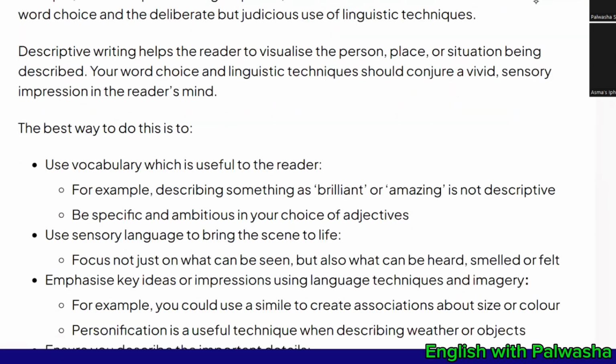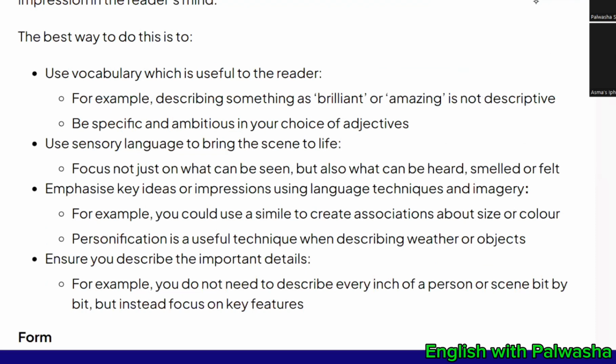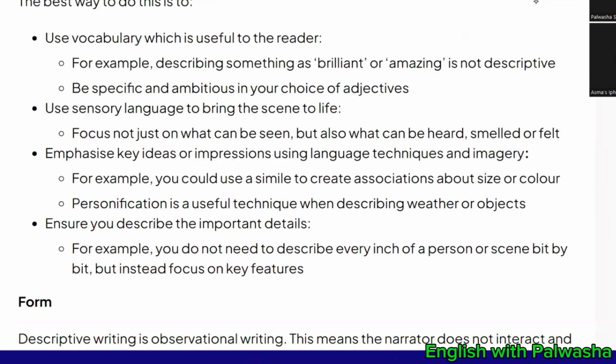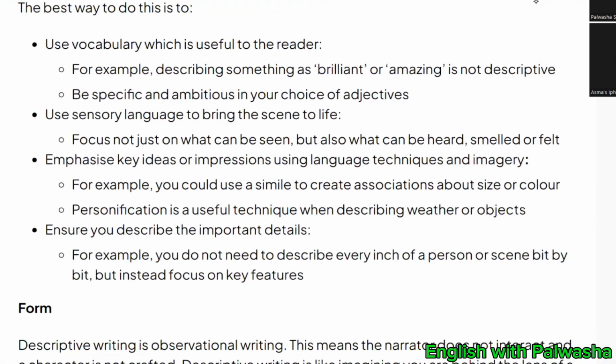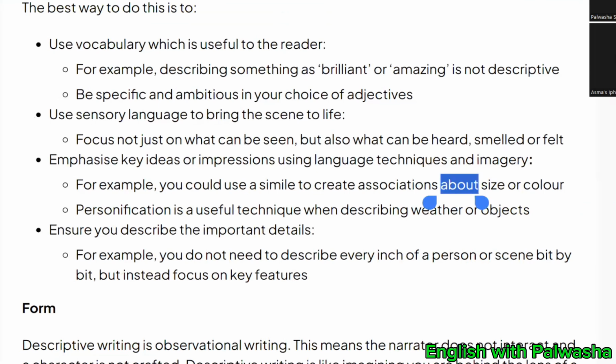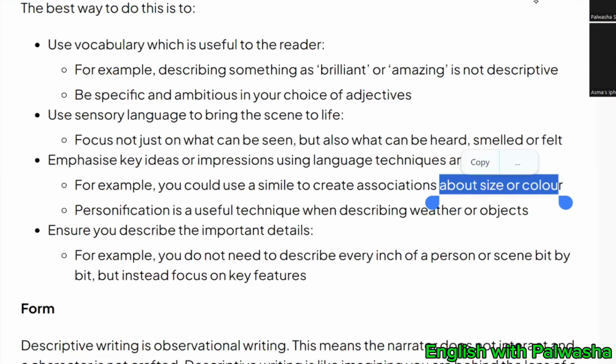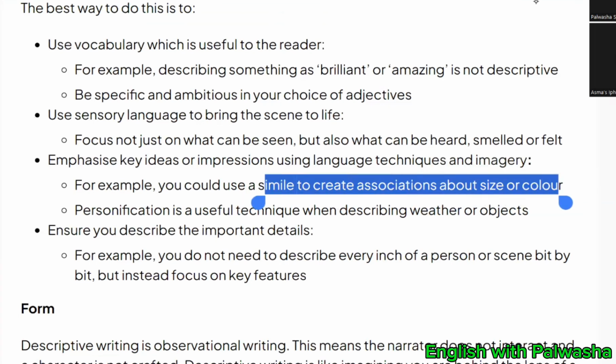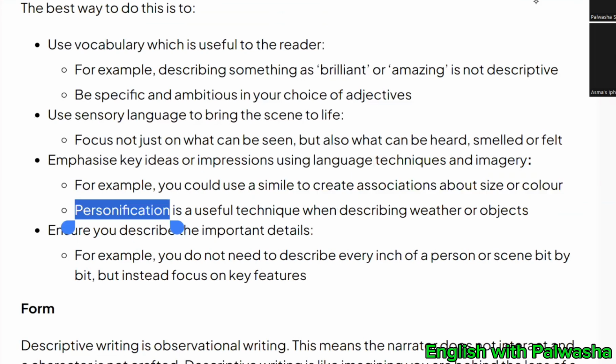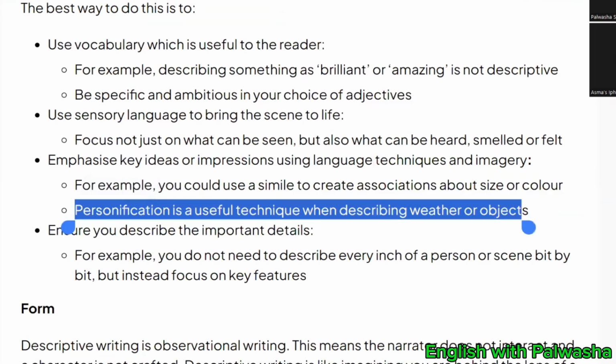I'm scrolling down. Use vocabulary which is useful to the reader. For example, describing something as brilliant or amazing is not descriptive. You have to describe in sensory images. You can use the word amazing, but only when you are appreciating something. For example, you could use a simile to create associations about size or color. It was like that. As I told you, metaphor, simile, and personification are quite important when we are describing objects.